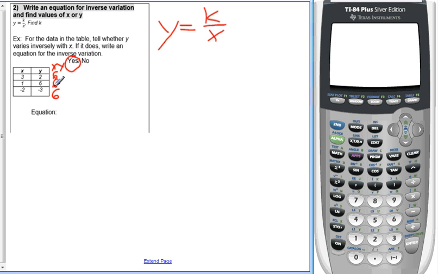And that is actually my k value. X times y is my k, and k is all I need to write the equation. So once I've done that, if they're all the same, that's my k, and I can write my equation, y equals 6 divided by x.